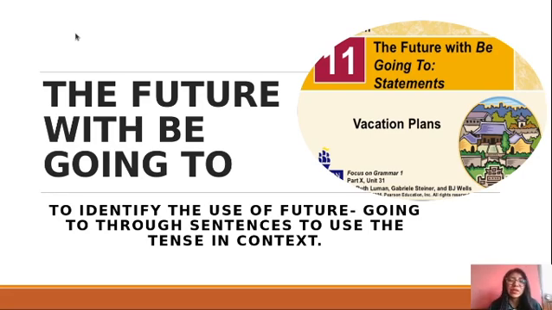Today we are going to review the future with be going to. But at the beginning, we are going to remember the topic of the last class. Remember, in the last classes we reviewed present simple and present continuous in order to speak about the future. Also, we reviewed the future simple. Okay? So tell me, when do you use the future simple?